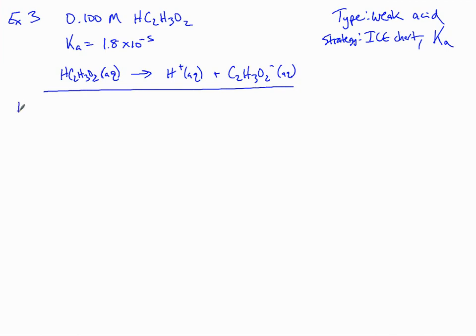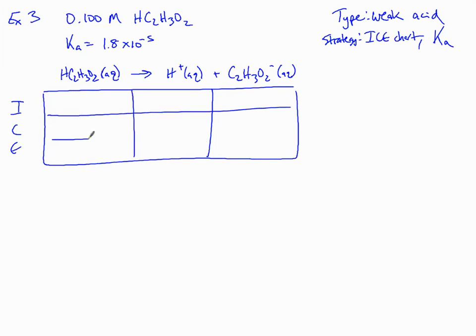Here's our dissociation reaction. Initially, 0.1 molar of the acetic acid, 0 for the others. This one is different because it's a weak acid. It's not going to change by 0.1. It's going to change by something, which is X, although I don't really know what X is right now. We're going to figure it out.